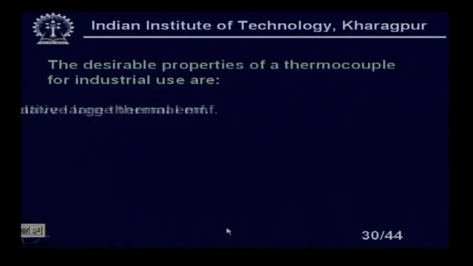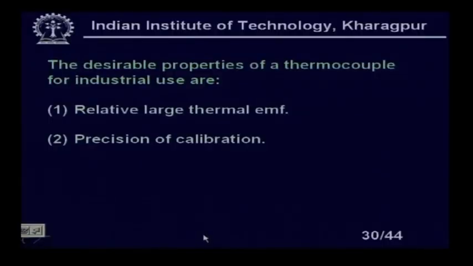Now, desirable properties of a thermocouple for industrial use, please note, are a relatively large thermal EMF. Everybody wants a large thermal EMF, okay? Especially the change is more important, because you can amplify the DC signal, that is not a problem, but the sensitivity to change should be high. Precision of calibration: in industry you cannot afford to have calibrations every time. What you will do is take a large length of wire, suppose copper constantan, chromium alumel or platinum, platinum rhodium.